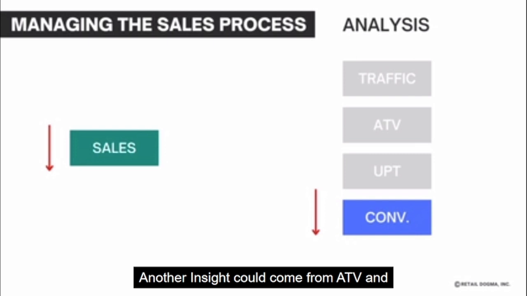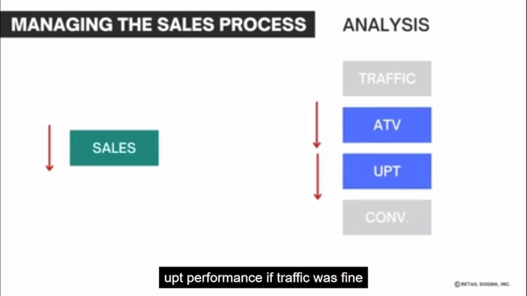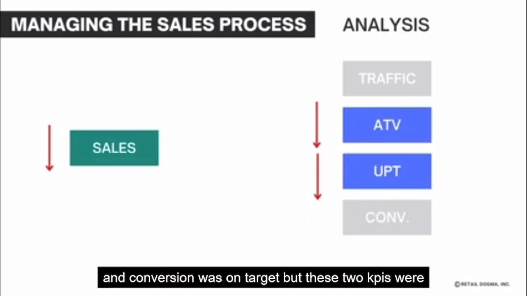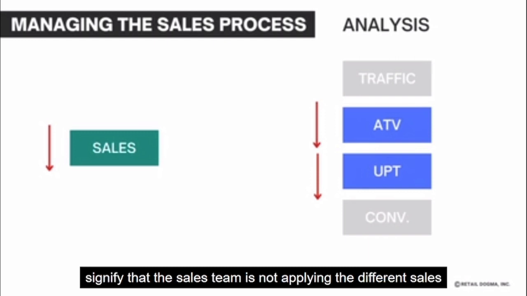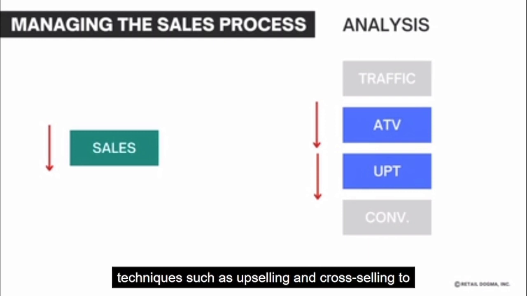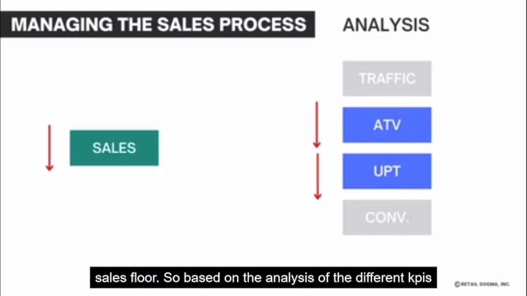Another insight could come from ATV and UPT performance. If traffic was fine and conversion was on target, but these two KPIs were low, and that's why sales were low, it could signify that the sales team is not applying the different sales techniques such as upselling and cross-selling to add to the transaction. So in other words, they are closing many customers, but not closing higher value transactions by adding to the shopping basket. This too could be confirmed through observation on the sales floor.